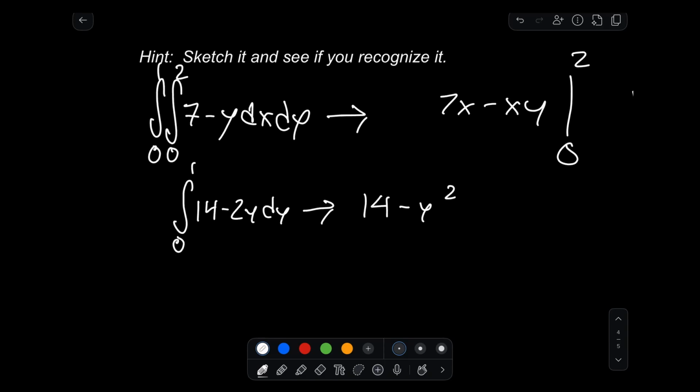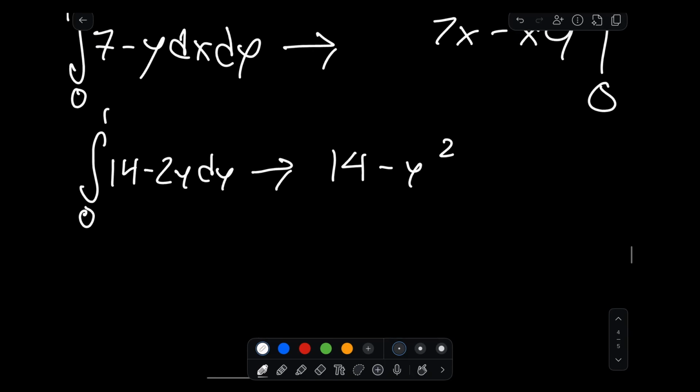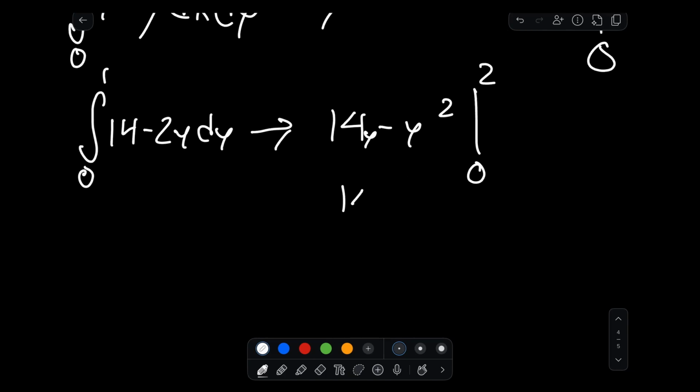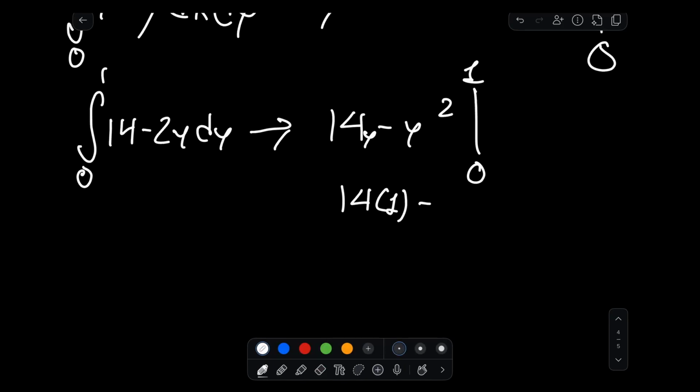Which we would get to be 14y minus y squared. From 0 to 2, we would get 14 times 2 minus, oh no, it'd be 14 times 1. Oops. Again, it's always important to check your bounds. That's a very glaring mistake that I very easily could have made.